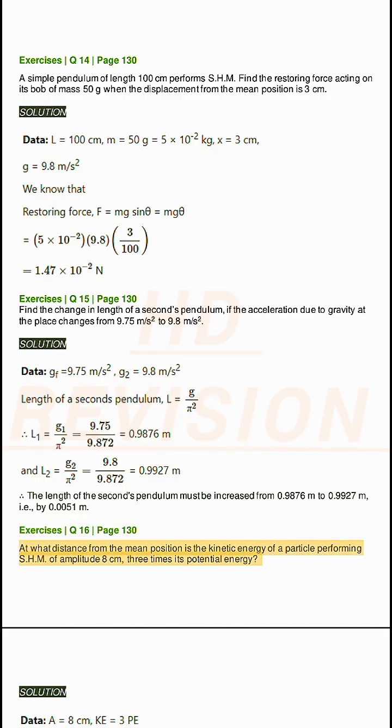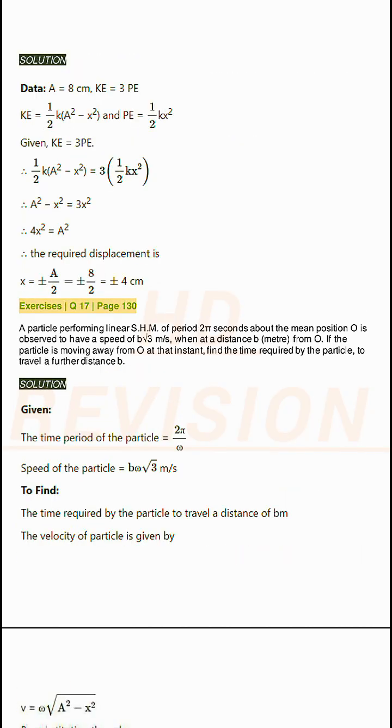Exercises Q16, page 130. At what distance from the mean position is the kinetic energy of a particle performing SHM of amplitude 8 cm 3 times its potential energy? Solution.